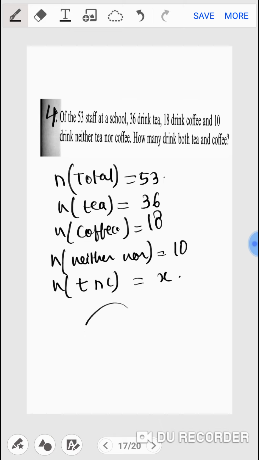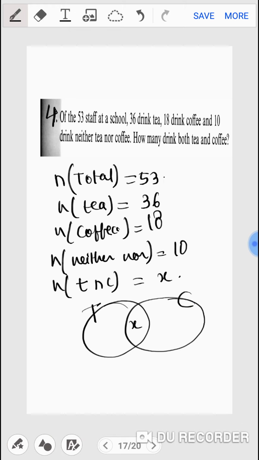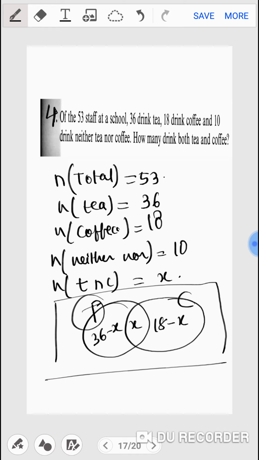How will you do it? Let's see. If I do a Venn diagram, this is x, this is the tea set, this is the coffee set. In the tea set the remaining will be 36 minus x, and in coffee it will be 18 minus x. This will be the universal set, and outside will be 10 to show that these people neither drink tea nor coffee. Total is 53. How will you make the equation?